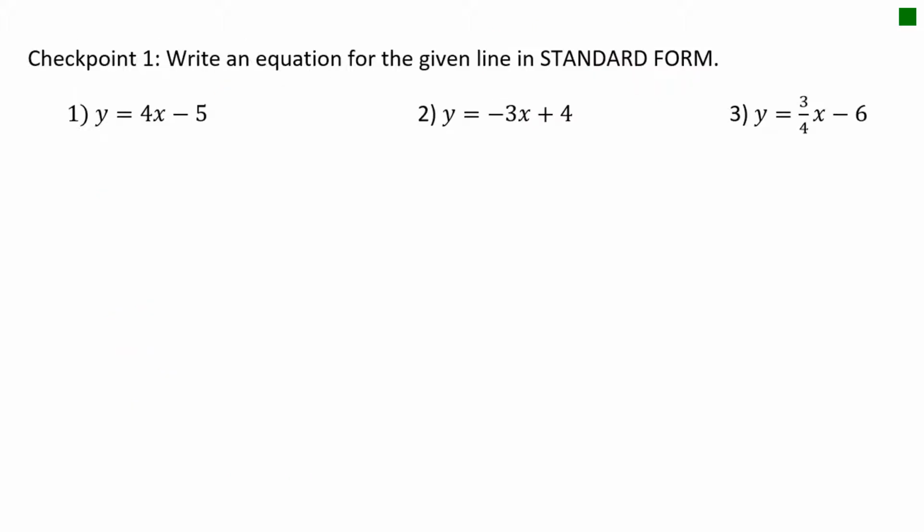All right, checkpoint 1, write it in standard form. Remember, that's ax plus by equals c. So hint, you're going to move the 4x over. Hint, you're going to move the negative 3x over. Hint, you're going to multiply everything by 4. Oh, this is going to be a rough one. You know what? I'm going to help you with this one. Let's bring this 4 up here. So we're going to have 4y equals, that gets rid of the 4, 3x minus 6. And then you can go from there. Now it's a little rough.